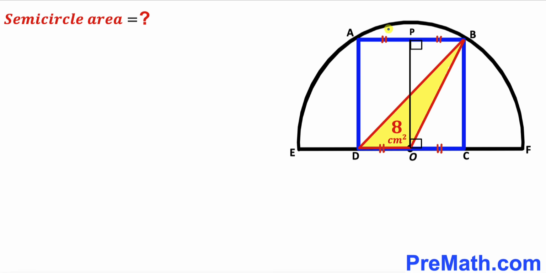So therefore, if I label this segment as X, then this segment has got to be X as well. And likewise, this is going to be X and X as well. So therefore, this whole side length CD of this blue square is going to be X plus X, which gives us 2 times X. So this side of this blue square is going to be 2 times X, and likewise this side is 2 times X as well.